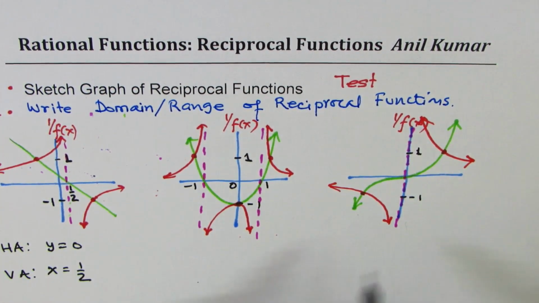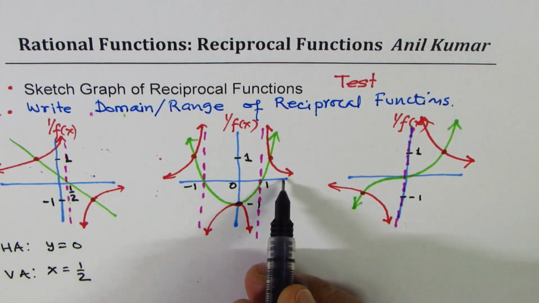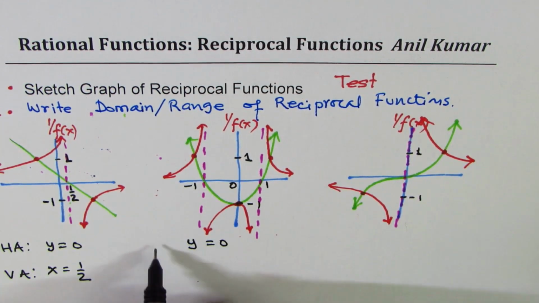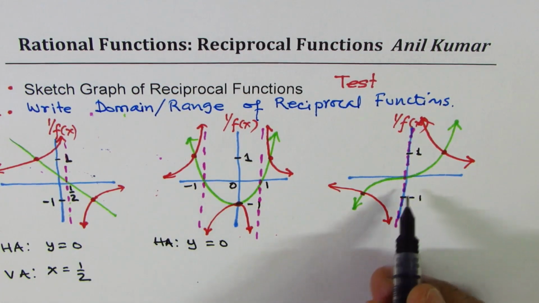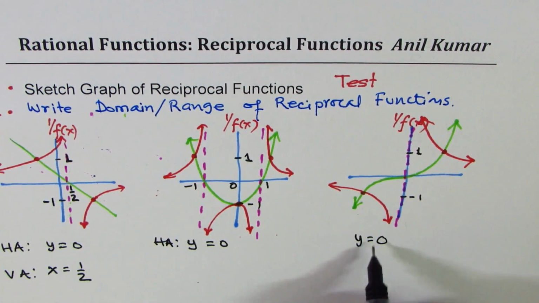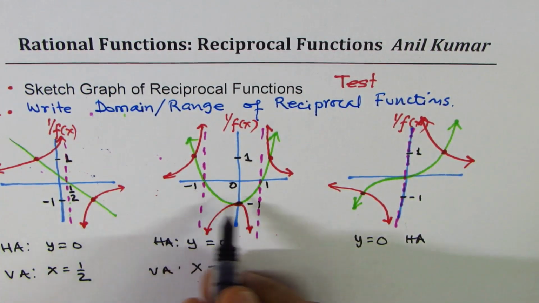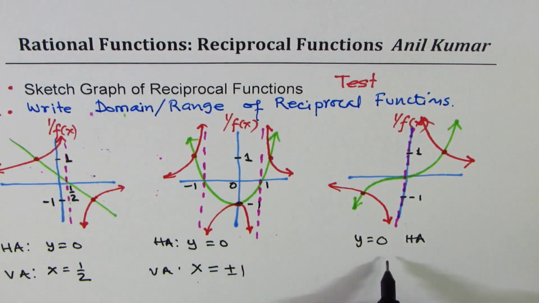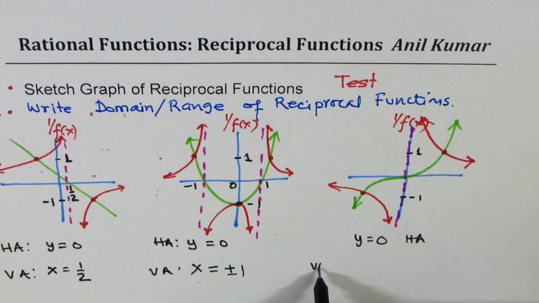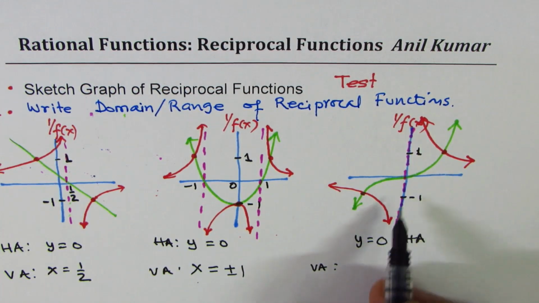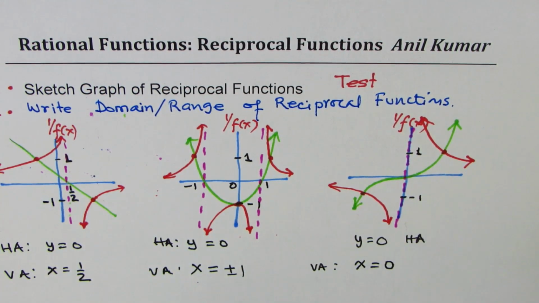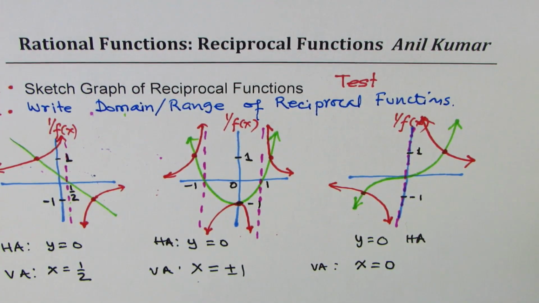Now let's write down the horizontal and vertical asymptotes. Here again, y equals 0 is your horizontal asymptote. Here also, y equals 0 is your horizontal asymptote. The vertical asymptote, we have two in this case. One is at x equals -1, the other one is at +1. Here, as far as the vertical asymptote is concerned, we have just one, which is at x equals 0, right? So the vertical asymptote is at x equals 0. I hope all this is absolutely clear.